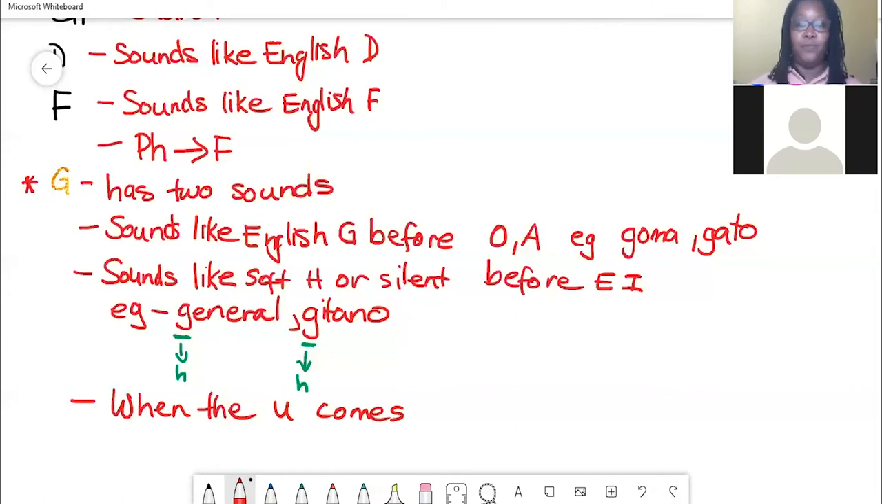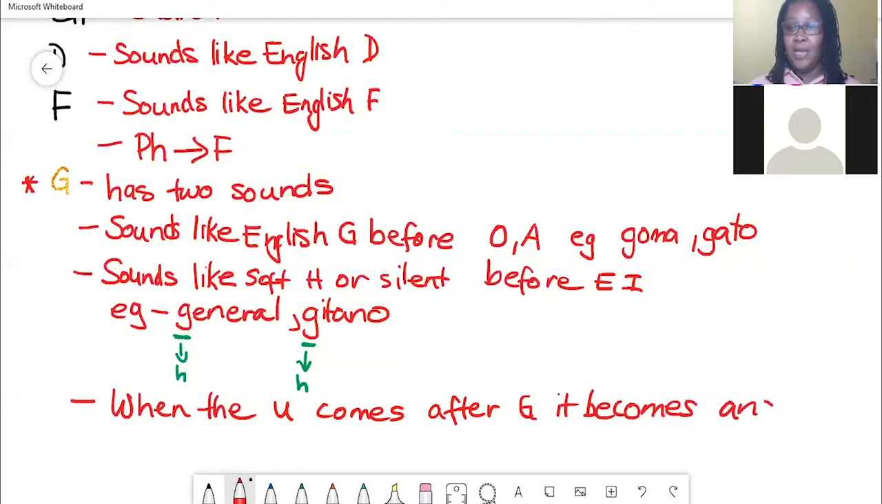G sound. So when U comes after the G, it becomes an English G again. You know, you have those friends who, they're true friends, and they're the ones that can really bring you back to your senses. But the U is silent.